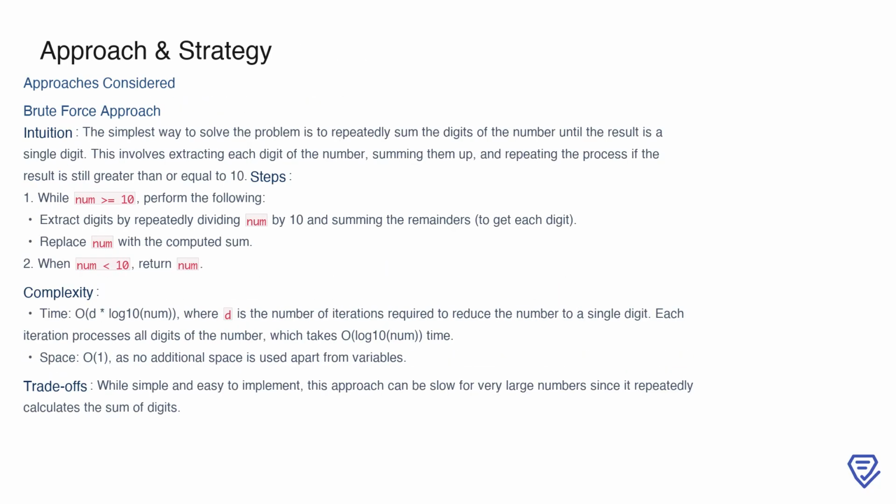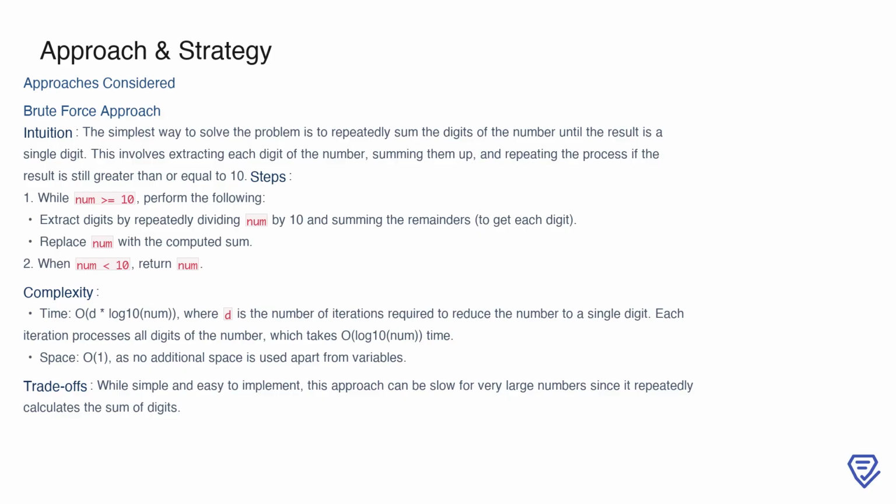To begin, one straightforward way to solve the problem is through the brute force approach. The idea here is simple: we repeatedly sum the digits of the number until we're left with a single digit. This involves breaking the number into its individual digits, adding them together, and replacing the original number with this sum. If the new number is still greater than or equal to 10, we repeat the process. This continues until the number is less than 10, at which point we return it as the result.